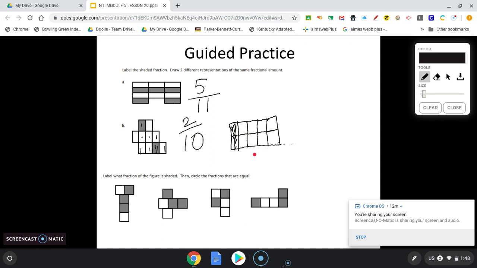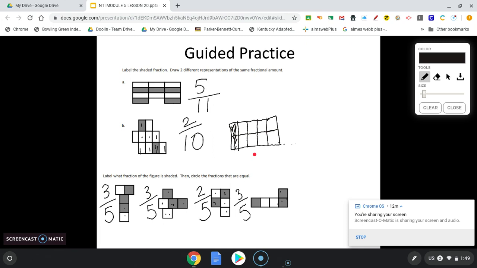Okay, now at the bottom, label what fraction of the figure is shaded. So we have, how much is shaded in this one? 1, 2, 3, 1, 2, 3, 4, 5, 3/5. Okay, do the same thing on this one. 3 shaded in, and 1, 2, 3, 4, 5. So 3/5 on that one. Let's do this one. 1, 2, 1, 2, 3, 4, 5, 2/5. And the last one, 1, 2, 3, and 1, 2, 3, 4, 5, 3/5.